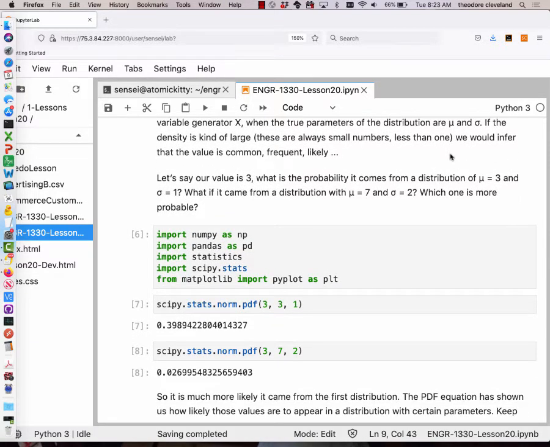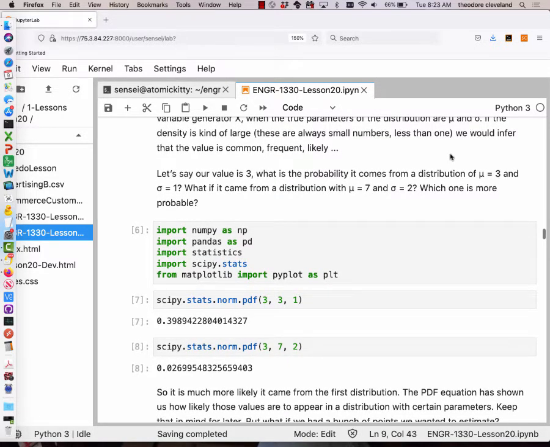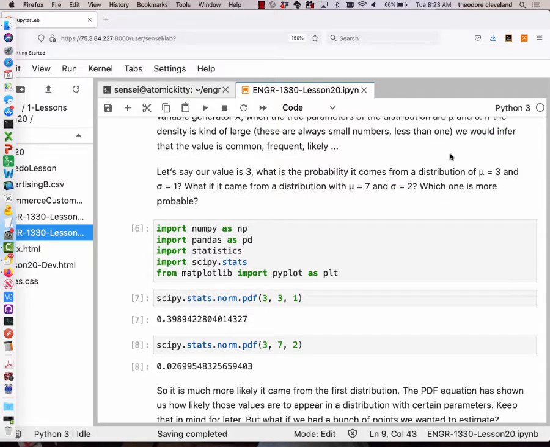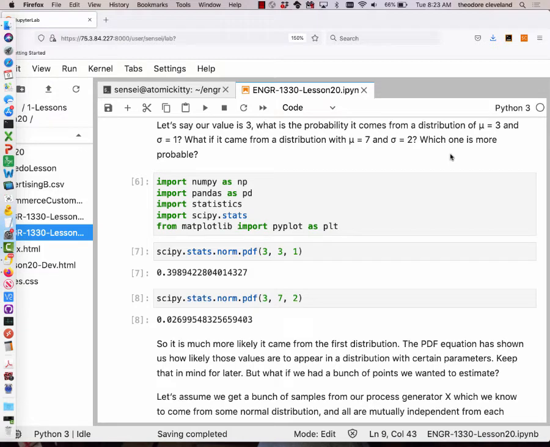If the density is kind of large, approaching 1, we would infer that the value is relatively common, frequent, or likely, that it probably came from that distribution, versus not common, infrequent, unlikely. So let's suppose our value is 3. The terminology here is slightly wrong, but we'll go with it. What's the probability it comes from a distribution with mu equals 3 and sigma equals 1, versus did it come from a distribution with mu 7 and sigma 2?